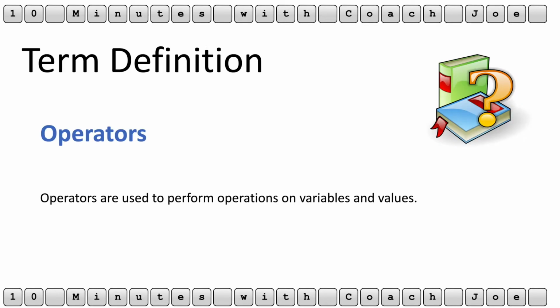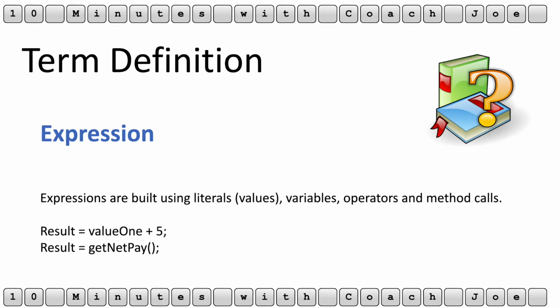Operators are used to perform operations on variables and values. Those operations can be in the form of expressions or conditions. Expressions can produce a value, assign a value, and possibly do nothing, like in the case of a void method call. In this lesson, we will focus on an expression producing a value in the form of a bitwise equation.